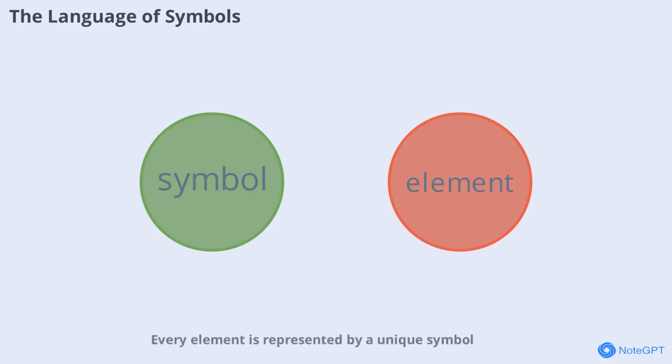Every element is represented by a unique symbol, often derived from its English or Latin name. These symbols are the language of chemistry, allowing scientists to communicate complex ideas quickly and clearly. Mastering these symbols is the first step to understanding the periodic table.